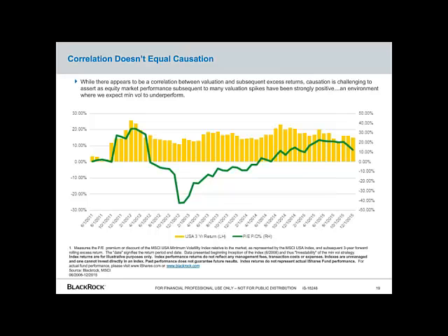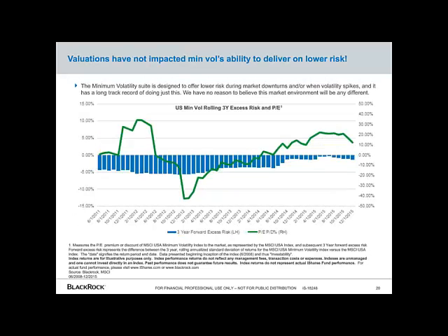I think that actually the more important metric to focus on here is the metric that really should be driving an investment decision in these products, risk reduction. Now, what you can see on this next page is, again, the PE premium or discount of min-vol versus the market. This time it's plotted with subsequent 3-year excess risk.